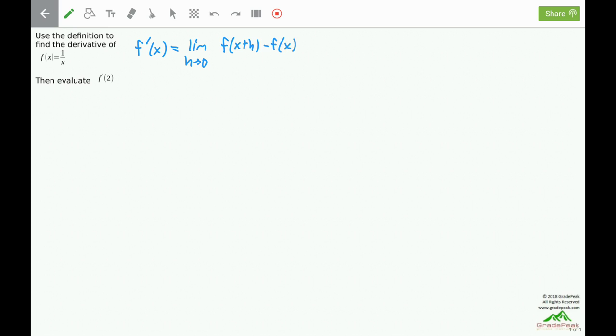The next thing to do is to formulate what f of x plus h is. That means to take f of x, which is 1 over x, and replace the x with x plus h, which just means we will have 1 over, instead of x, x plus h. Then we subtract from that f of x, which is 1 over x, and all of this over h.